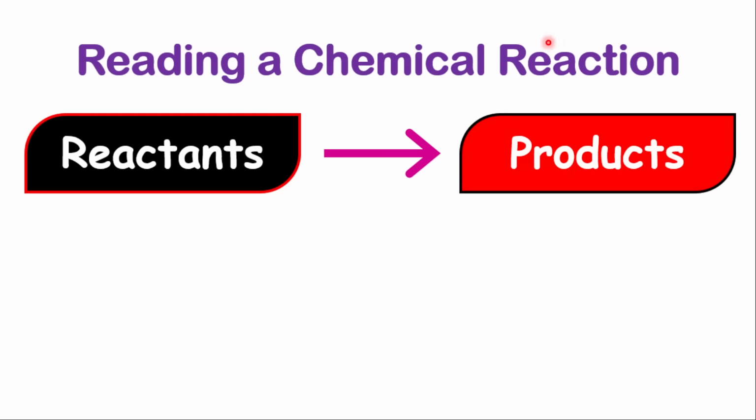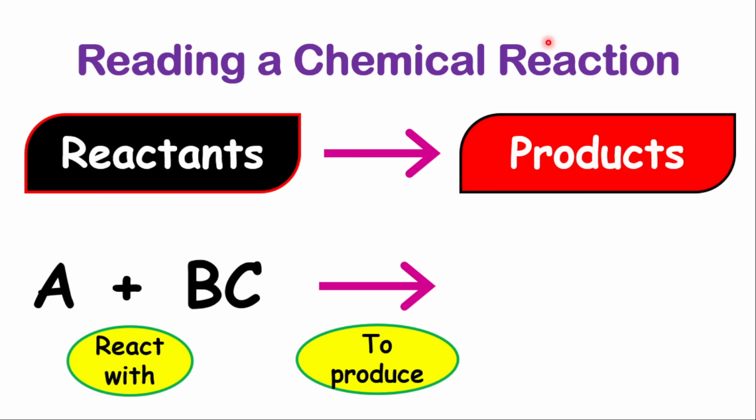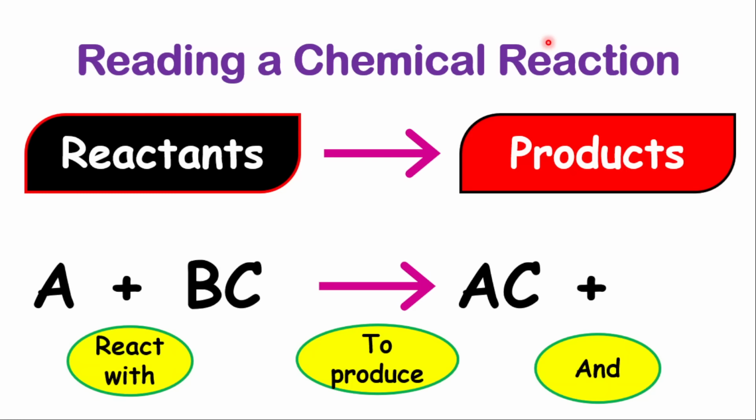Now, reading a chemical reaction, you must know reactant from product. For example, A reacts with BC to produce, and the arrow means to produce. What you get as products is, for example, product A and product B, or product AC and product B. So that's how you read a chemical reaction.